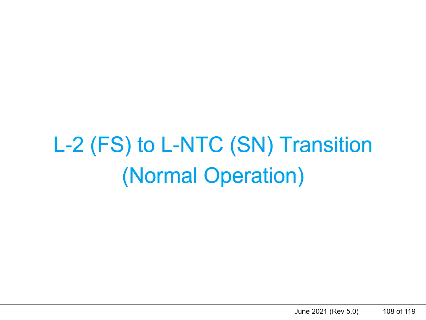The next section will walk through the operational scenario for the transition from level 2 FS mode to level NTC SN mode during normal operation. When the OBU is in level 2 OS mode or level 2 SR mode operation, the OBU changes the mode to SN mode upon receiving the level NTC transition order from the balise group.